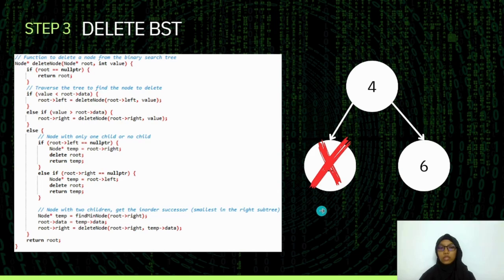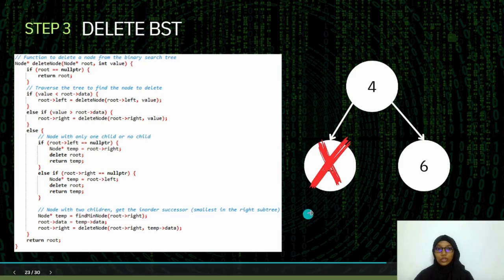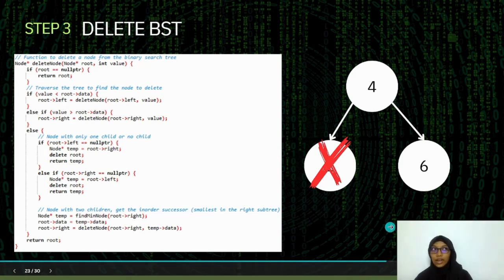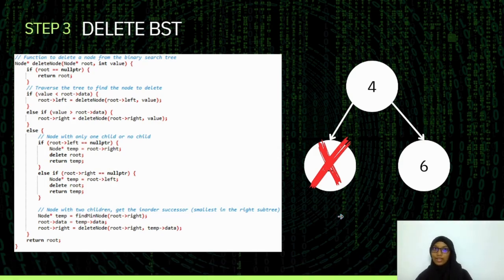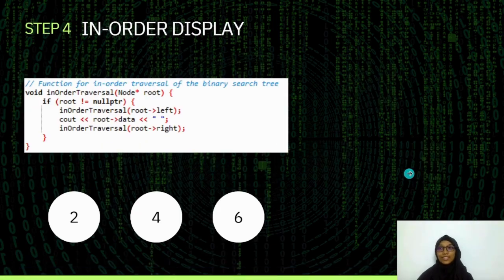If there is only one child or no child, I will put it in the coding. If we want to add or insert more values, it will check this part: the node with only one child or no child. And if there is more, the node with two children, it gets the in order successor, which is the smallest in the right subtree.